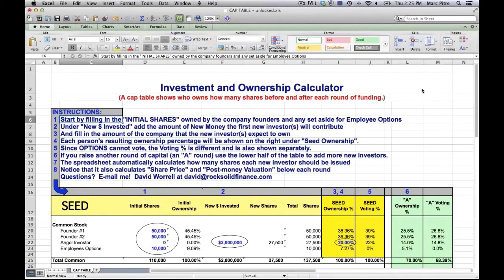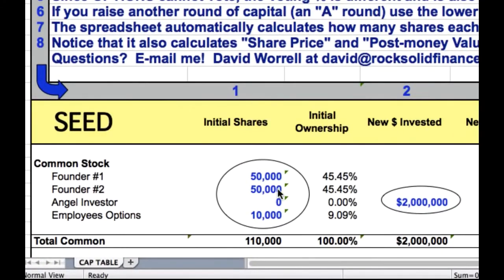To get started with the investment and ownership calculator, everything you need to know is in dark blue font. So you can follow these instructions, and let's do them one at a time, but you'll be looking down at the table using the dark blue font. So number one, you can start by filling out the initial shares that you already own. If you're the founder or on a founding team, you should have already received some shares when you created the company, and you can put those numbers in here.